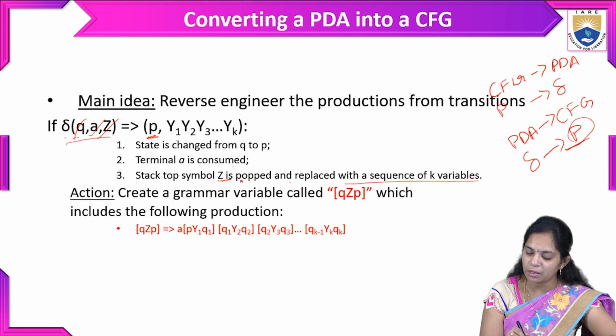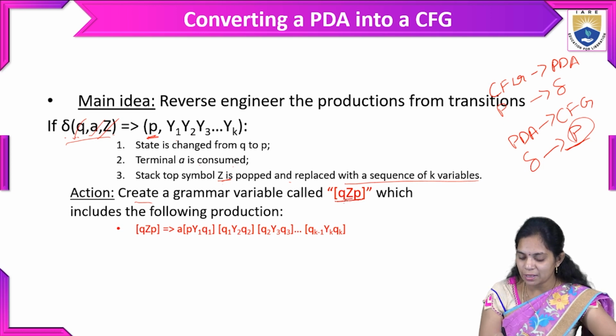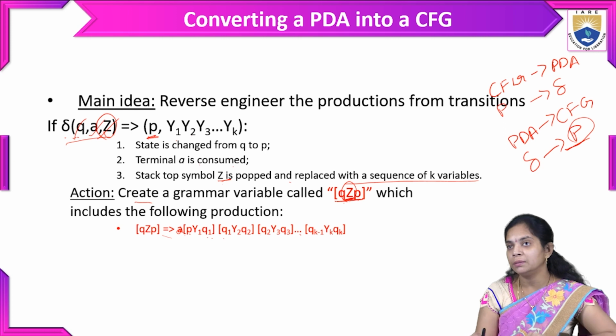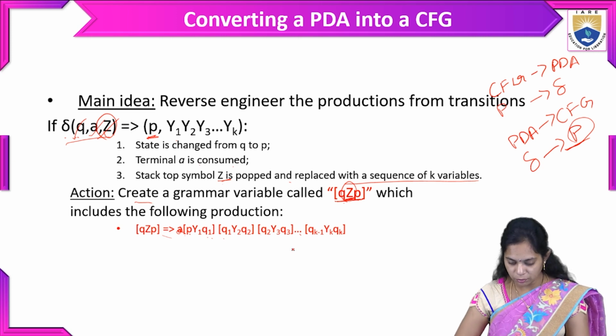So how many variables are there? We have to convert that into a production rule. So how to convert? Create a grammar variable called QZP. Z is nothing but the top of the stack symbol, and that varies from one transition to another. So how to derive this Z? It is followed by the terminal symbols, then the next state and the next state sequence y1, y2. So this is how we have to follow.